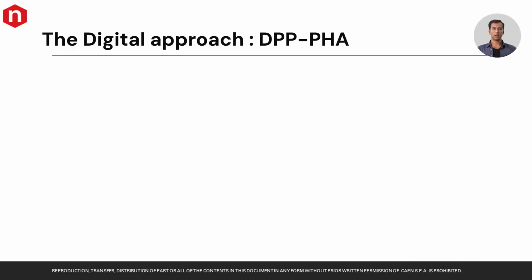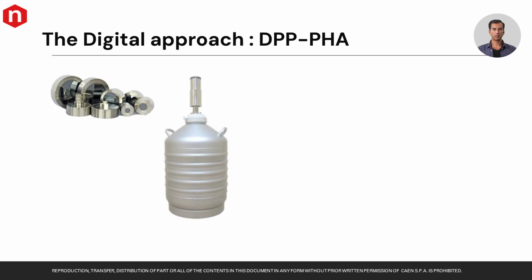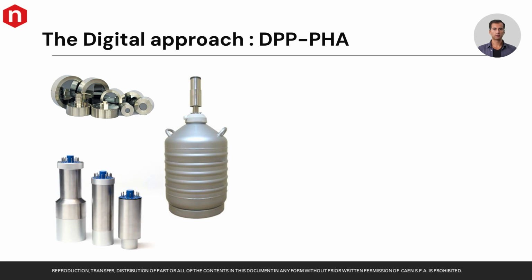The first DPP algorithm we will look at is called PHA, and it is designed to acquire the pulse amplitude from a charge-sensitive preamplifier. Typically, the PHA algorithm is used with semiconductor detectors such as silicon or HPGe detectors, but it also works well with signals from scintillators coupled with PMTs, provided that the sampling frequency of the ADC is sufficiently fast for the decay time of the PMT pulses.